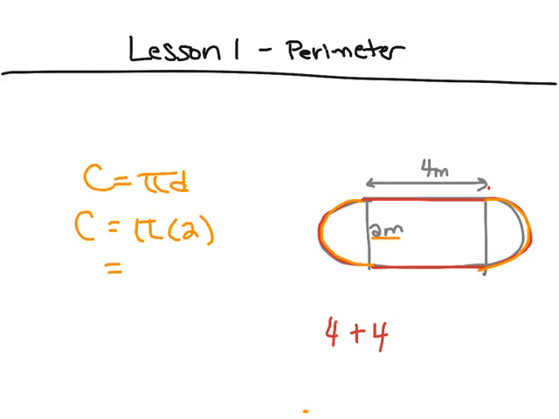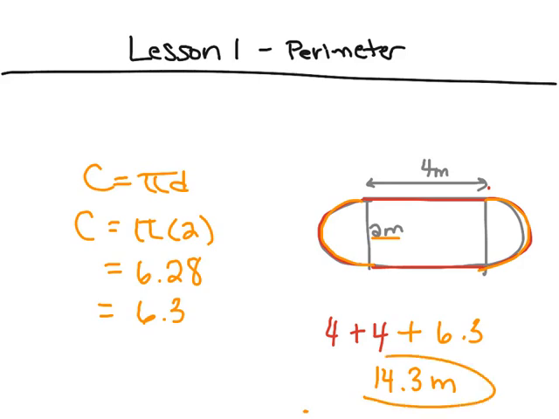So we take C is equal to pi times 2. Using the pi button on your calculator, a lot of the time it's second function 3. Sometimes it's up in the right corner. Use the pi button and times it by 2, and you should get 6.28. We're going to simplify that to 6.3. So in total, we have 4 plus 4 plus 6.3, altogether 14.3 meters for the perimeter.